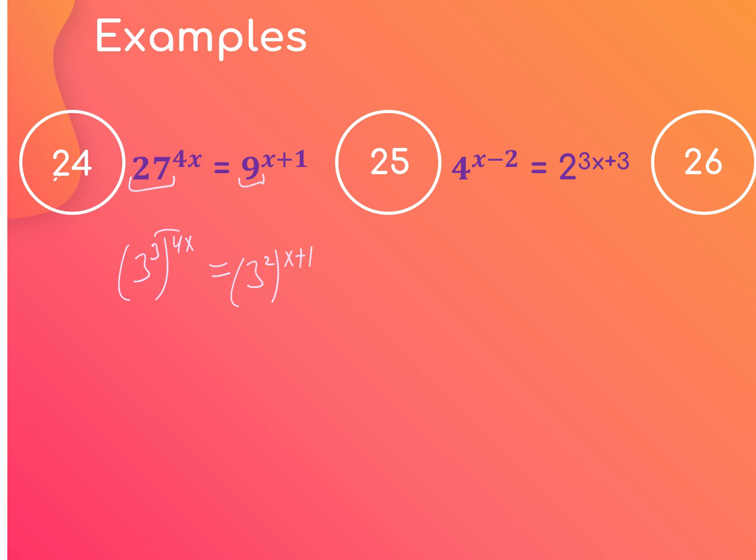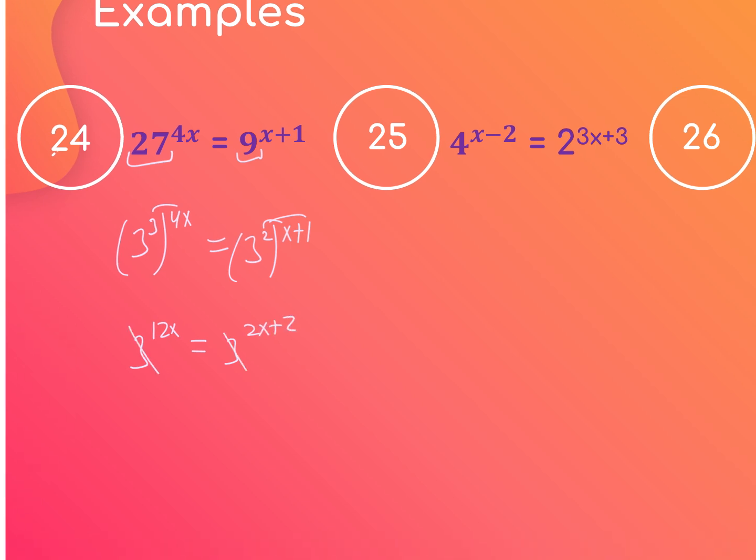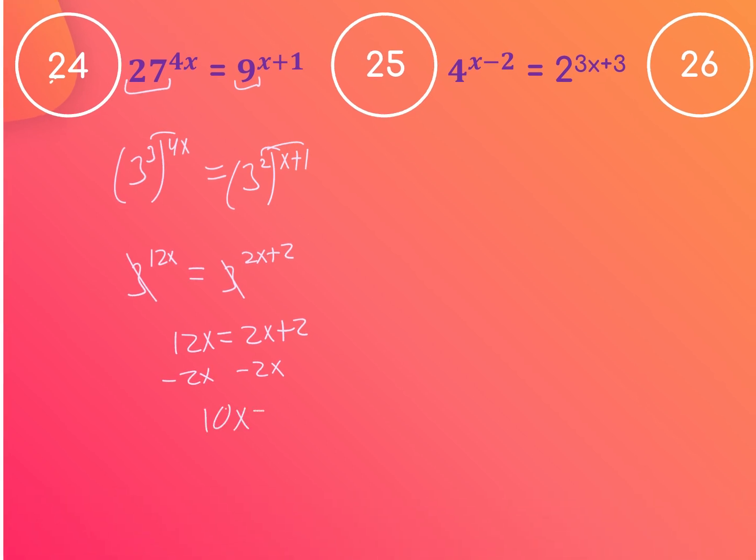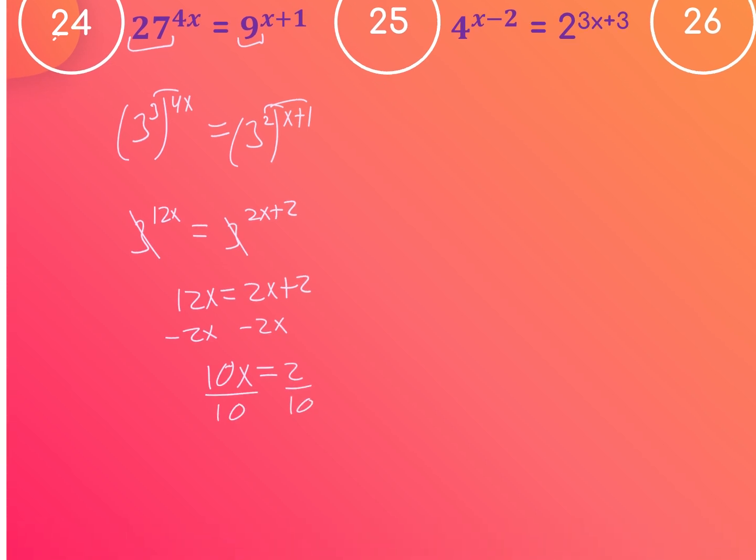Then power to a power, you can multiply, so we get 3 to the 12x is going to equal, you can multiply this one as well, 2 times x plus 1, power to a power. We get 3 to the 2x plus 2. And now we have the same base, so you can cancel, and you're left with 12x equals 2x plus 2. You can subtract 2x on both sides to get the x by itself, and then you get 10x equals 2. Divide both sides by 10, and you get x equals 2 divided by 10, which is 1/5. Simplify fully.